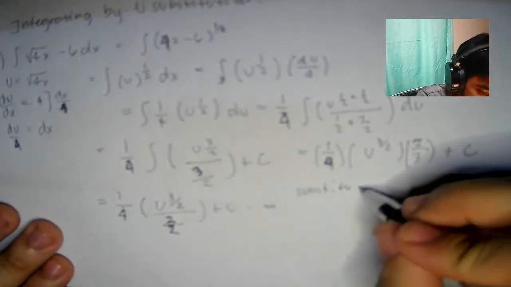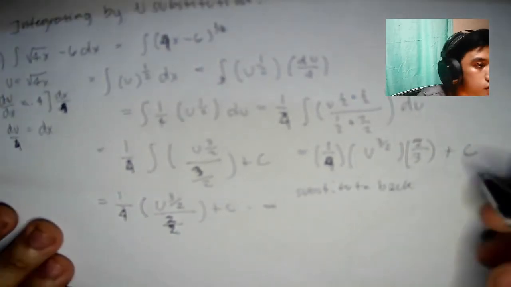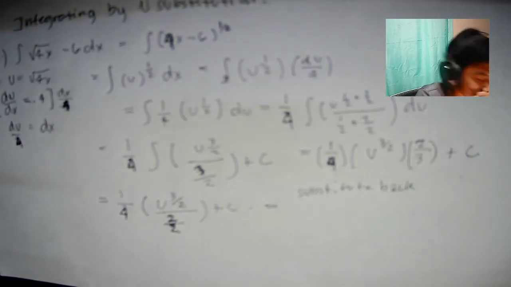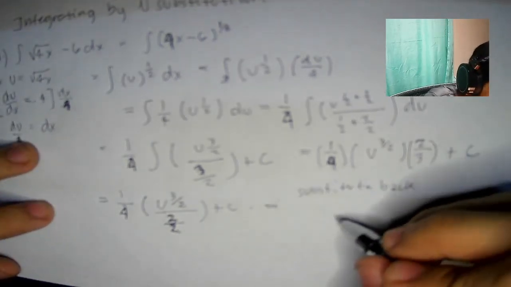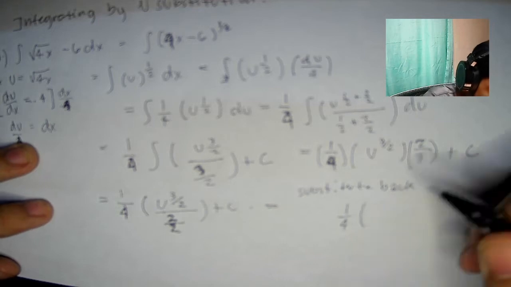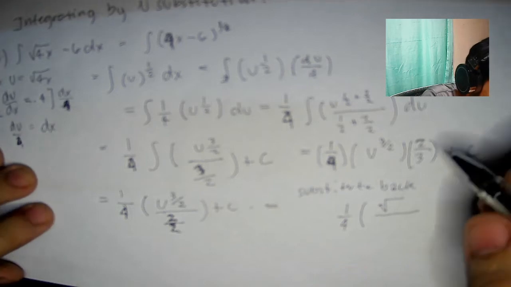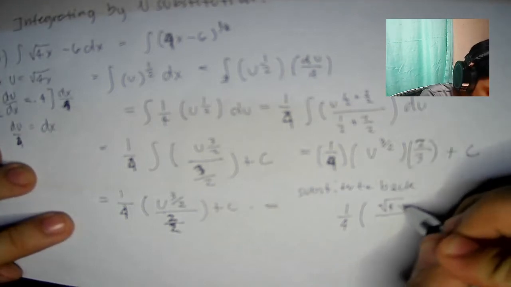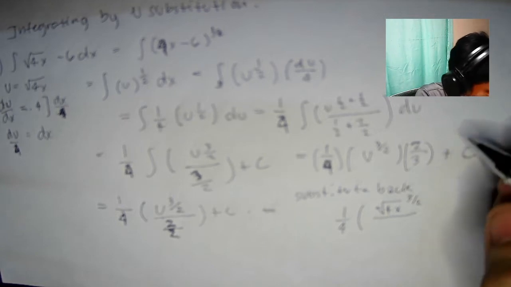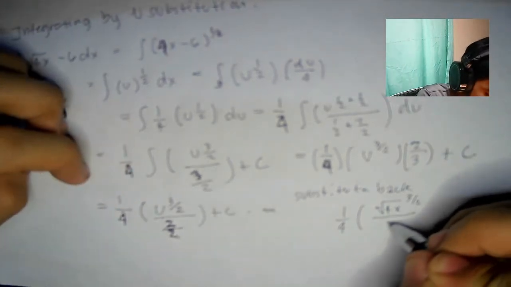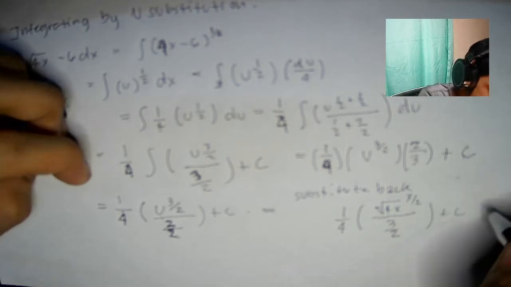So let's substitute back. Substitute back. So 1/4 times 2/3 times the square root of 4x to the 3 over 2, plus c. Answer.